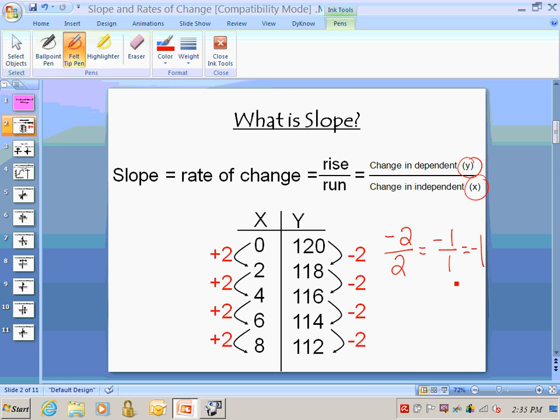Okay? And remember that all 4 terms mean the same thing. So we have change in y over change in x is the same thing as rise over run. And that's what we're about to learn about. And that's the same thing as rate of change. And rate of change is the same thing as slope. So really all 4 of those terms mean the same thing.